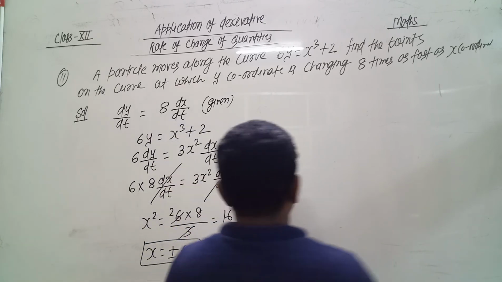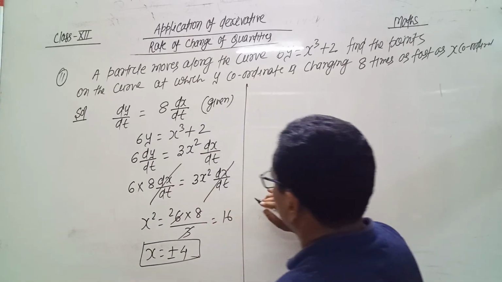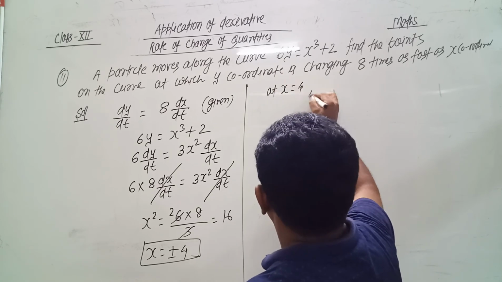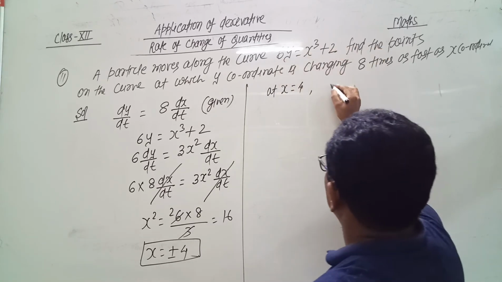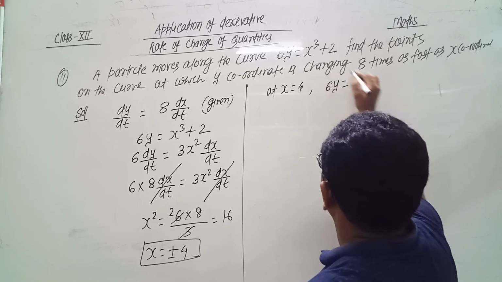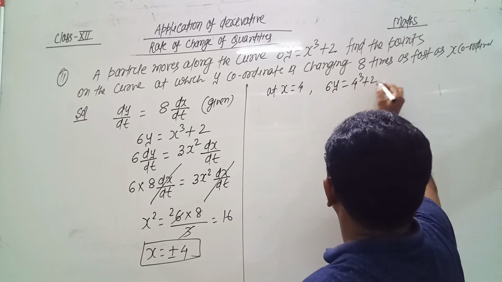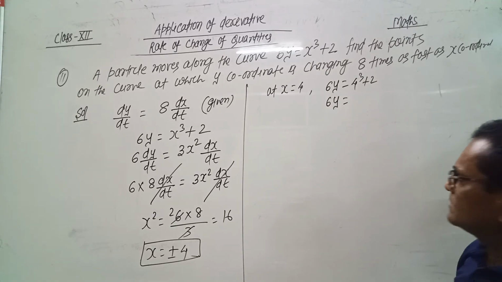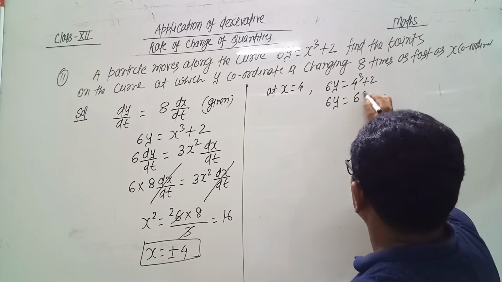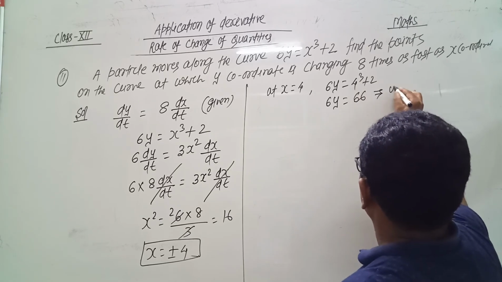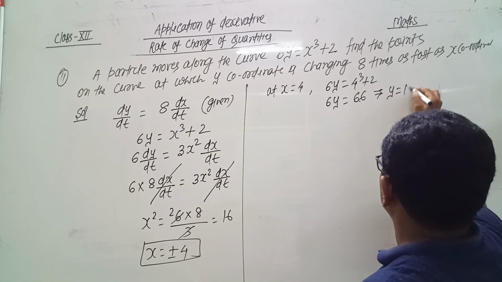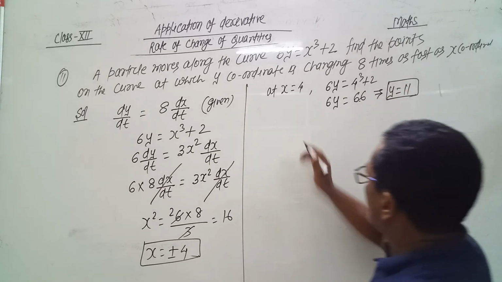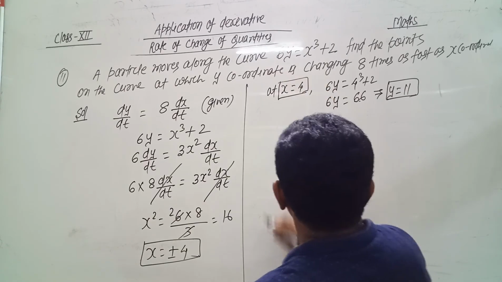Now we put the value of x in the curve. So at x equals plus 4, 6y equals 4 cube plus 2, and 4 cube is 64, so 64 plus 2 is 66. And y equals 66 by 6, which is 11. So the value of y is 11 at x equals 4.